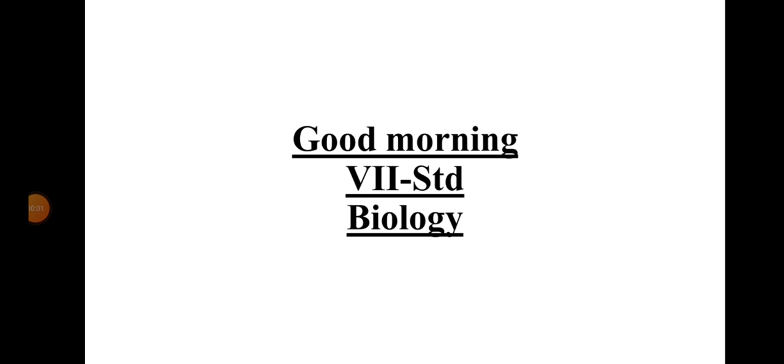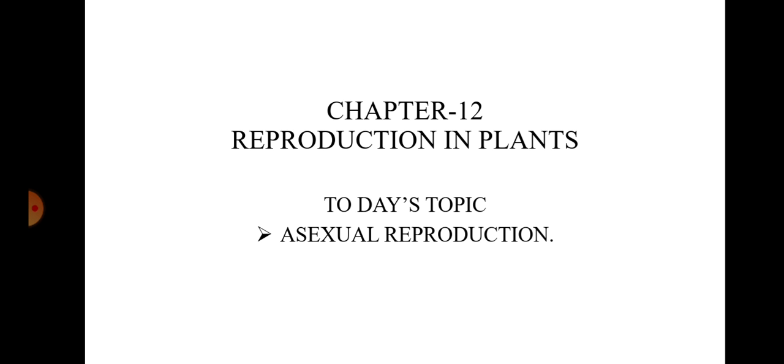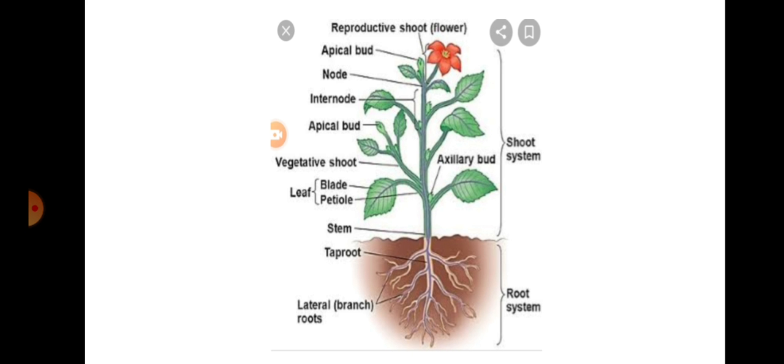7th Standard Biology. Chapter 12, Reproduction in Plants. Today's topic: Asexual Reproduction.